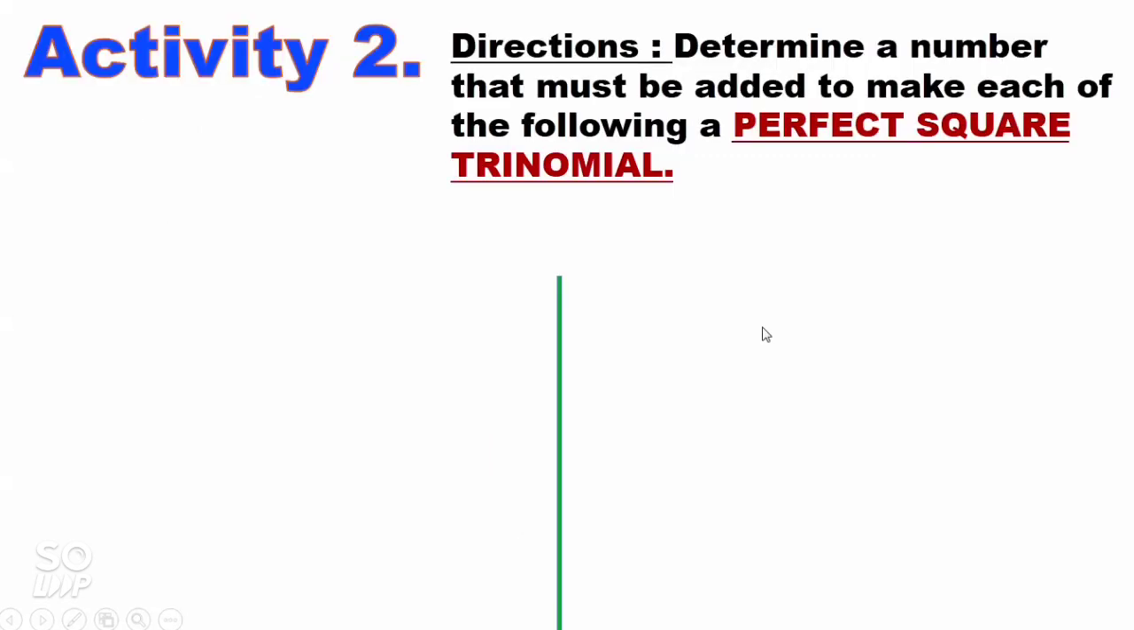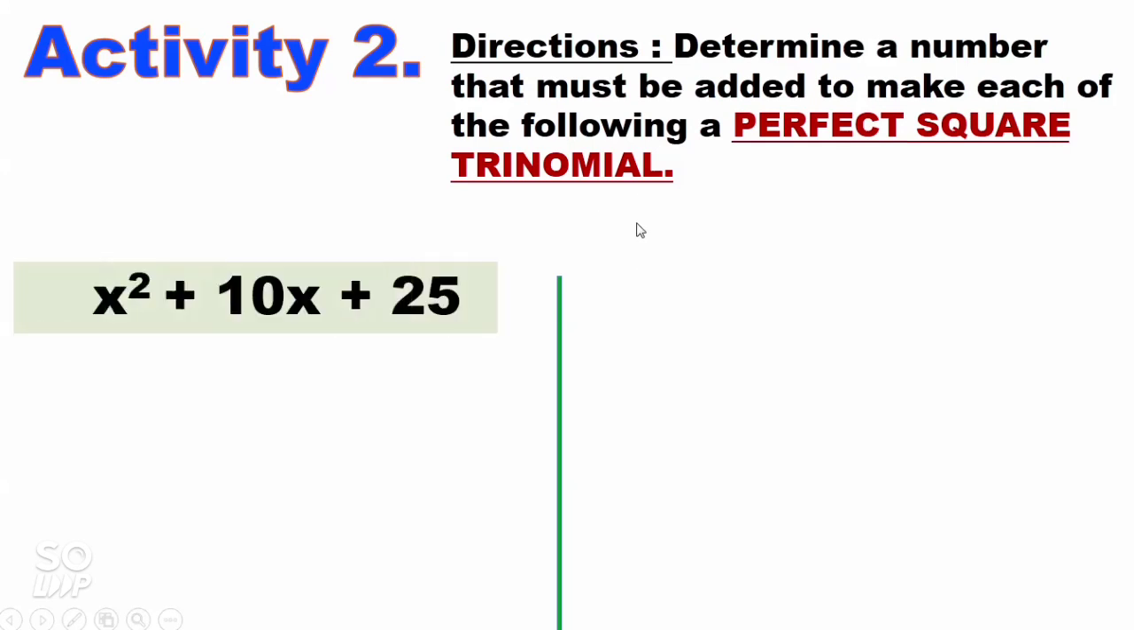Okay, so since alam na natin kung paano mag-express ng perfect square trinomial to square of a binomial, so this time, okay, ready ka na sa activity number 2. Okay, so this is the direction. Determine a number that must be added to make each of the following a perfect square trinomial. So ano kaya i-add natin sa pangatlong term para maging perfect square trinomial? Okay, so recall muna natin to.